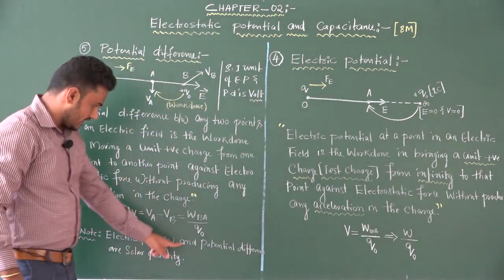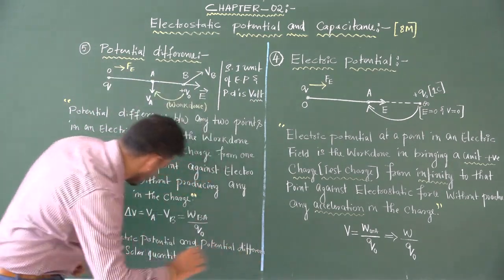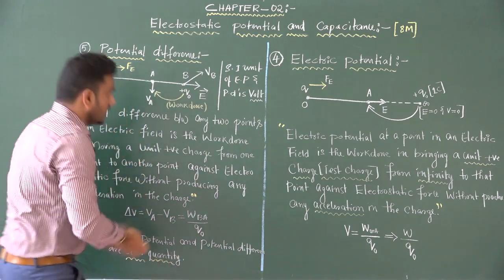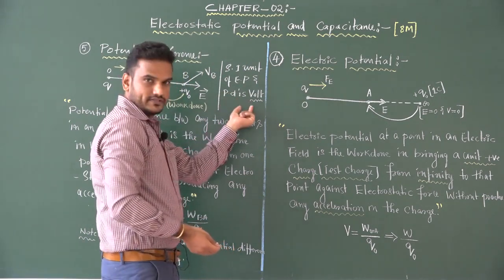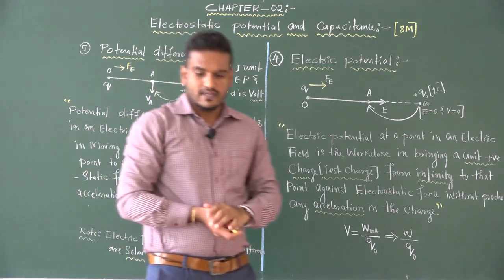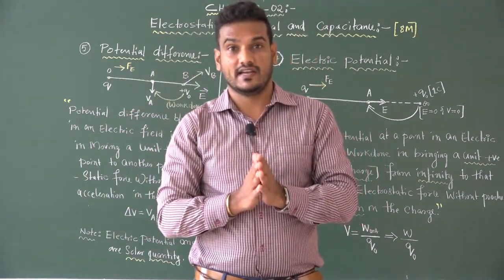Electric potential and potential difference are scalar quantities. They have no direction, only magnitude, and the SI unit of electric potential and potential difference is the volt. And one more thing, potential at infinity is taken as 0.